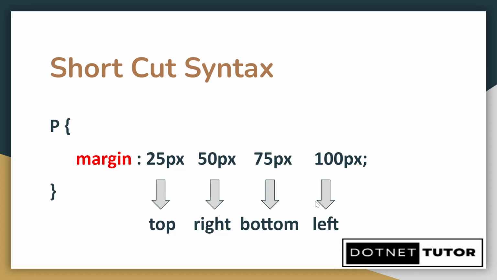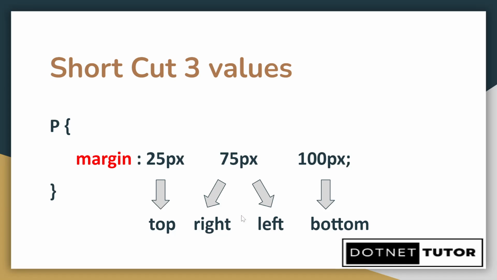If you give four values for margin, the computer will take them in this sequence: top, right, bottom, left. If you give only three values, like 25, 75, 100, it will take the first value as top margin, and the second value, 75 pixels, for both right and left margins. The 100 pixels it will take as the bottom margin.